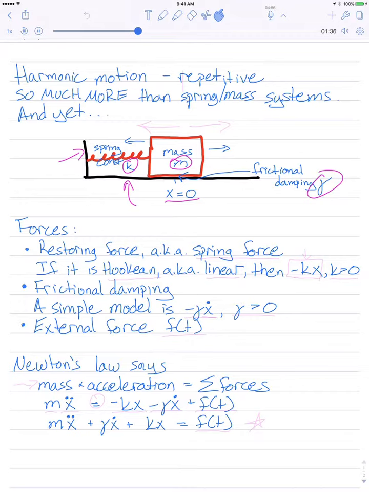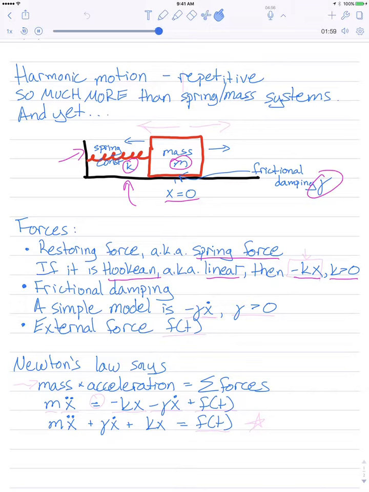And really, there are possibly three forces, and the main one, arguably the most important one, is the restoring force, also known as the spring force, and this is the thing that's caused by the spring. And if it's what's known as a Hookean spring, or sometimes a linear spring, then this force is minus kx, where k is a positive constant. So think about what this means.